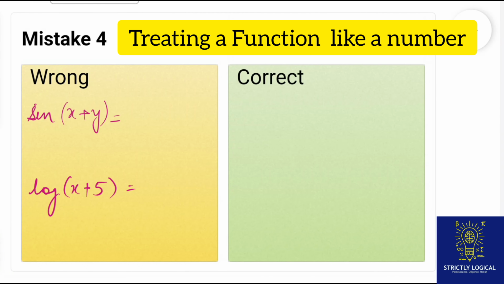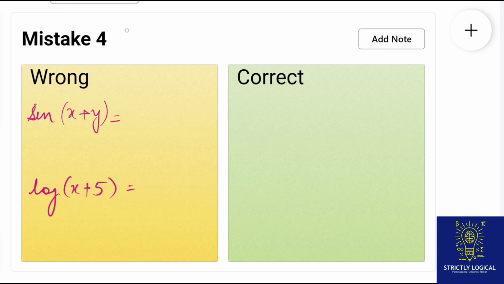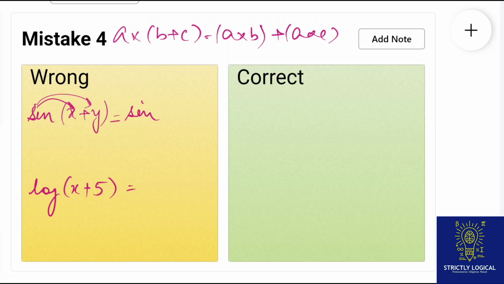Mistake number 4 is treating a function like a number. I find it very easy when these simple distributive questions show up. Here we have sine into x plus y. One can simply think the solution of sine of x plus y is found using the distributive property, which gives us sine x plus sine y.